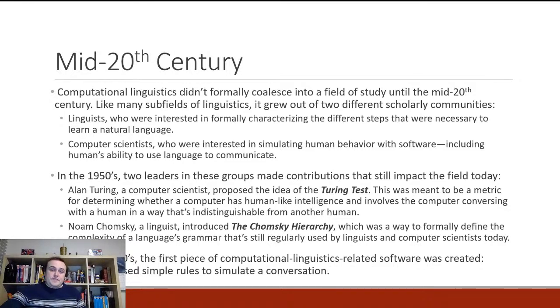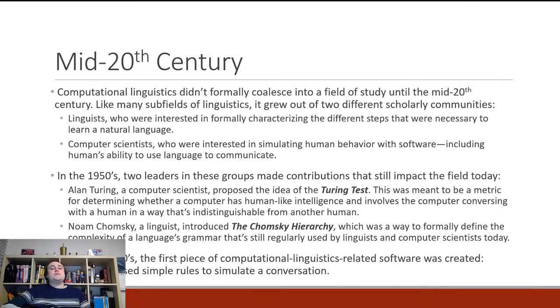So in the 1950s, right as these kind of ideas were starting to bubble up, two leaders in these groups made contributions that still impact the field today. So there's Alan Turing. You might have heard of him. There's like a movie about him and stuff starring Benedict Cumberbatch. He was a computer scientist, and he did lots of stuff for computer science. But one thing he did for computational linguistics was to propose the idea of the Turing test.